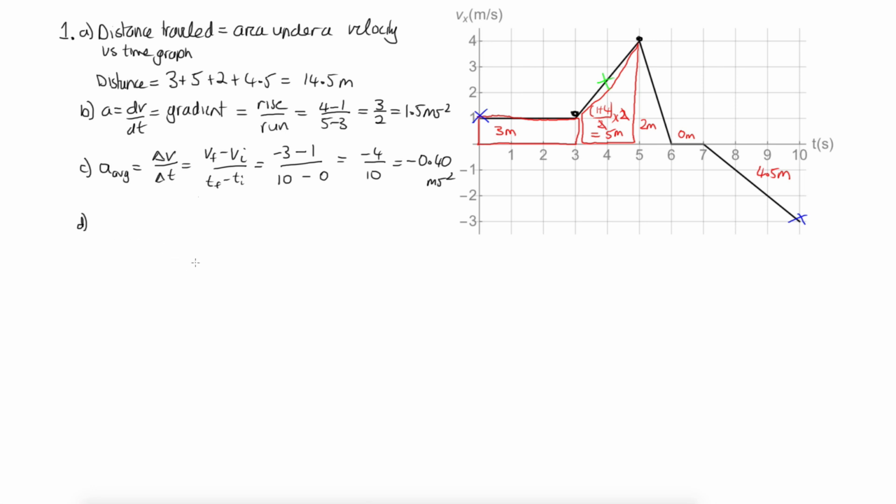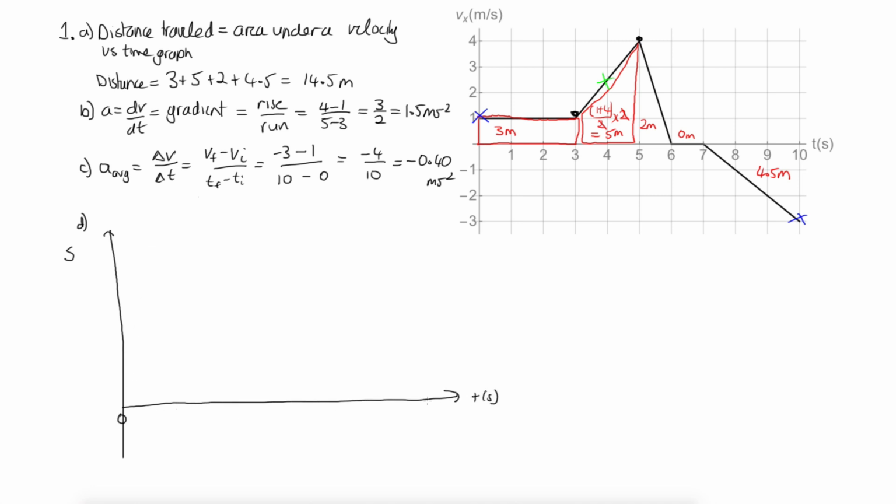Now part D asks us to plot a displacement versus time graph for the object over the 10-second interval, and we're asked to include a description of the shapes of the lines that we've drawn, and we should also include numeric numbers on our axes. Okay, so let's put displacement up here, and we'll put time along here.